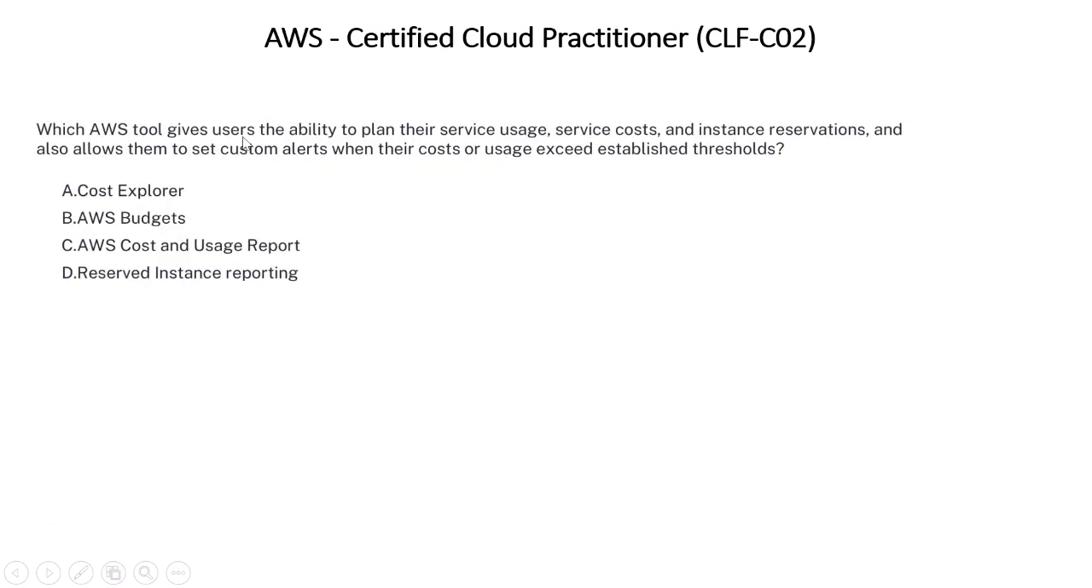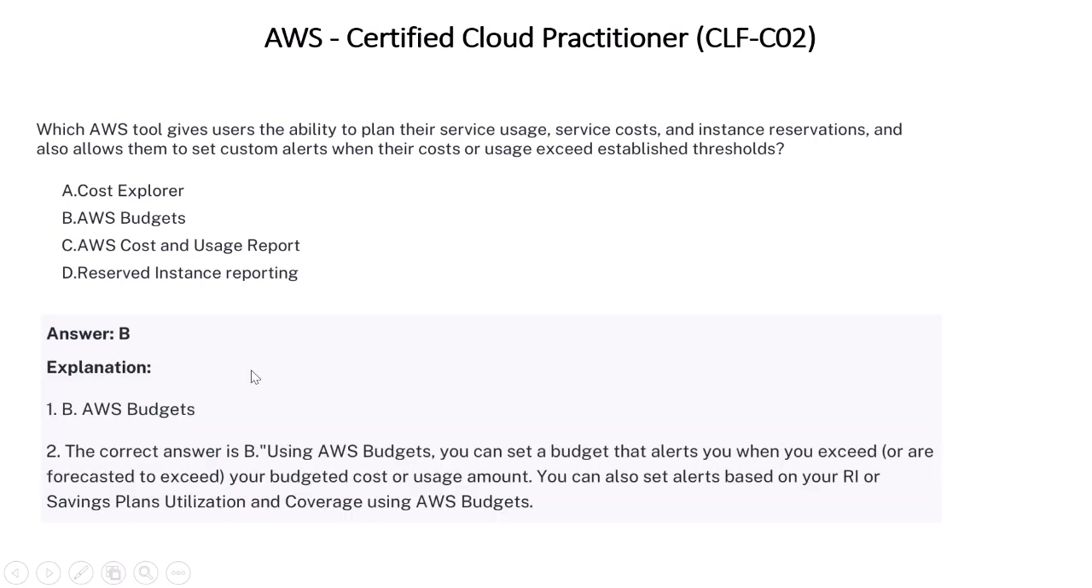Next question. Which AWS tool gives users the ability to plan their service usage, service costs, and instance reservations, and also allows them to set custom alerts when their costs or usage exceed established thresholds? Option A, Cost Explorer. Option B, AWS Budgets. Option C, AWS Cost and Usage Report. Option D, Reserved Instance Reporting. The correct answer is option B, AWS Budgets.